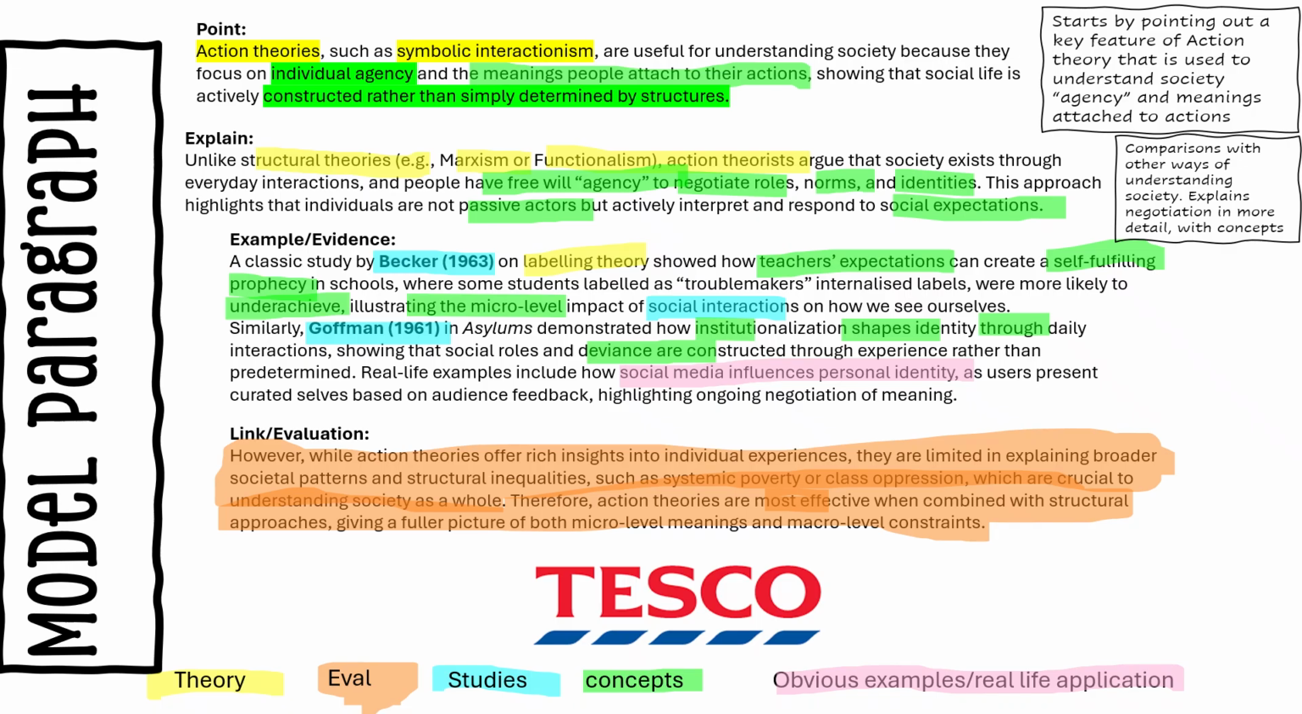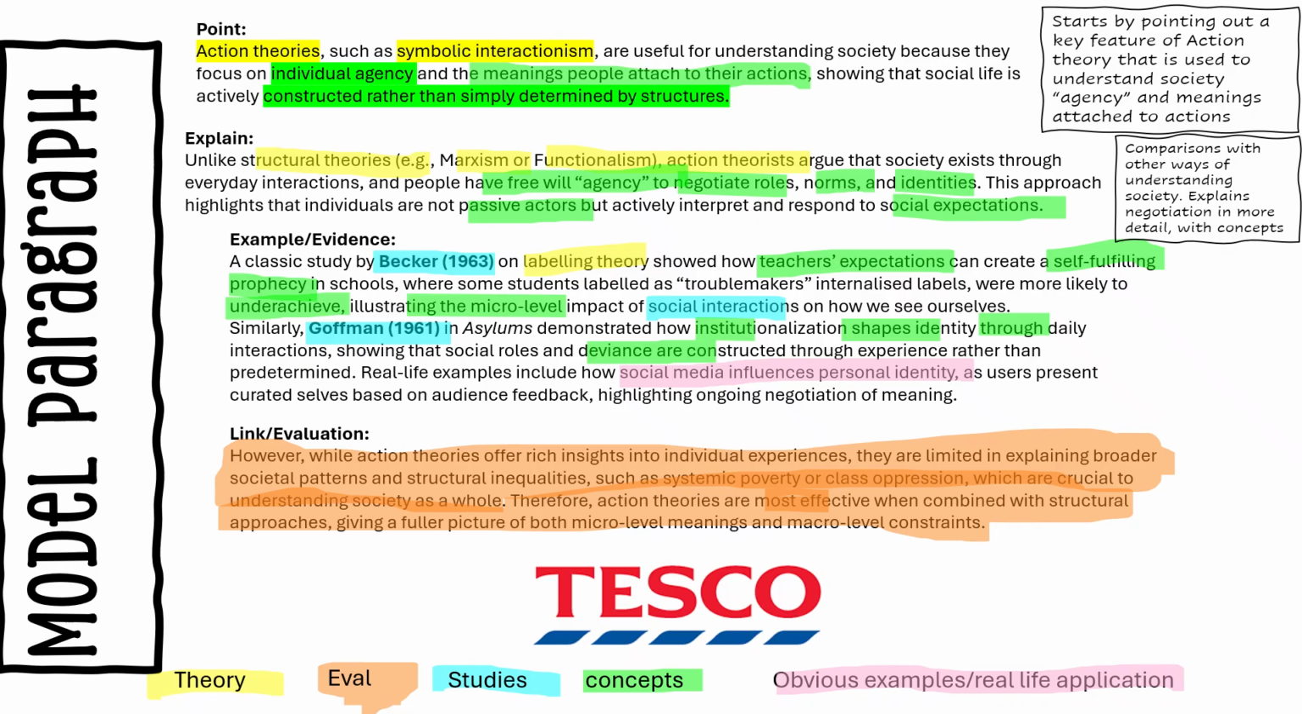Now I've got to bring in some classic studies to back up my knowledge on this and my point. So I've got Becker's labelling theory, perfect at explaining how teachers' expectations can create self-fulfilling prophecies in schools, where students labelled as troublemakers were more likely to underachieve, illustrating the micro-level impact of the interactions. Goffman in asylums demonstrated how institutionalization shapes your identity, again through daily interactions, showing that roles and deviance are constructed through experience, they're not predetermined, reinforcing that idea, of course, of agency.